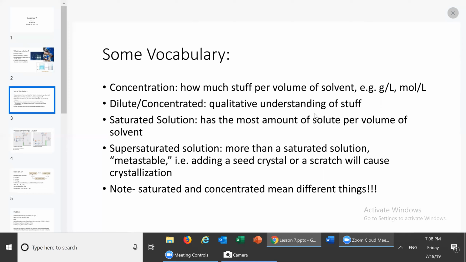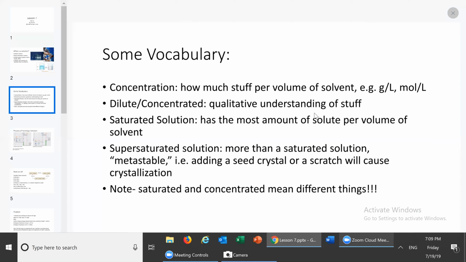These are what we might call metastable, because if you disturb a supersaturated solution, all of the dissolved solute will start to crash out. The colloquial term is "crash out." It will crash out of solution and crystallize, so you'll form crystals. Usually this crashing out is very fast, so you'll get very small crystals, almost like a powder.